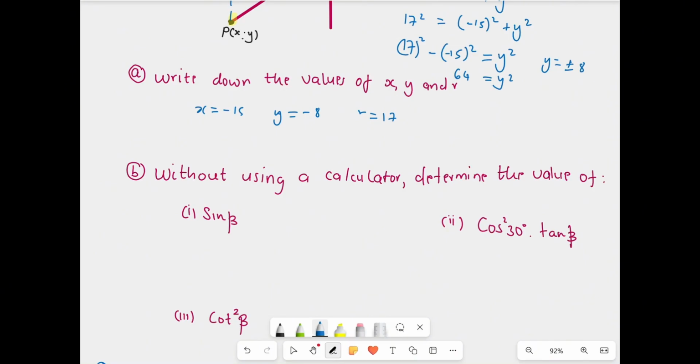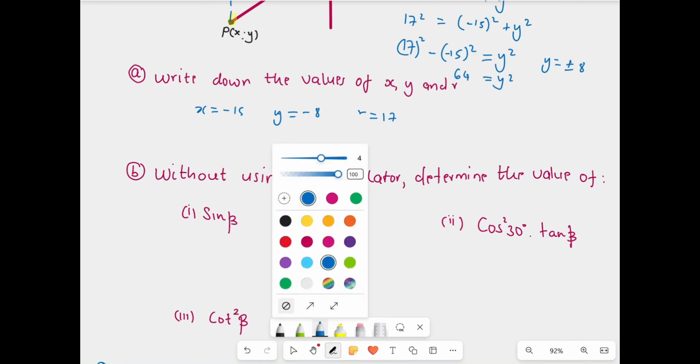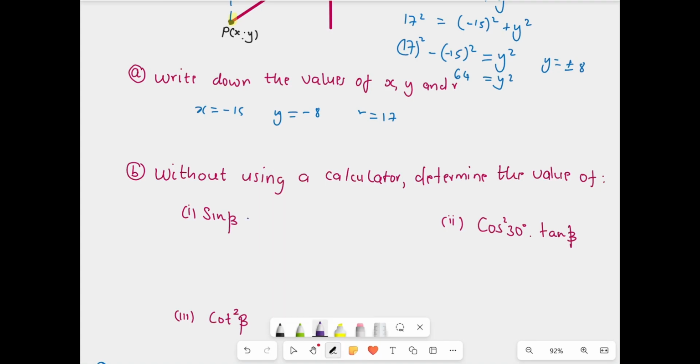Without using a calculator, determine the value of the first question. We are looking for sine of angle beta. So sine beta, by definition, we know it is y over r, or you can say it is opposite over hypotenuse. So now what is our y? Our y is negative 8. What is our r? Our r is 17. So the answer here is negative 8 over 17. So this is your solution. So sine beta is negative 8 over 17.